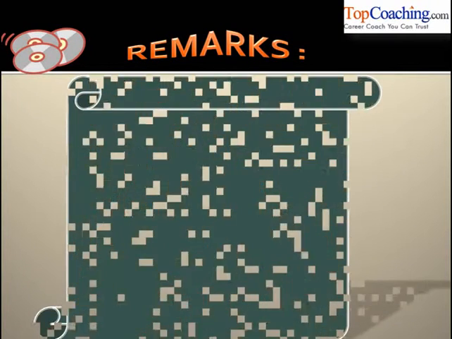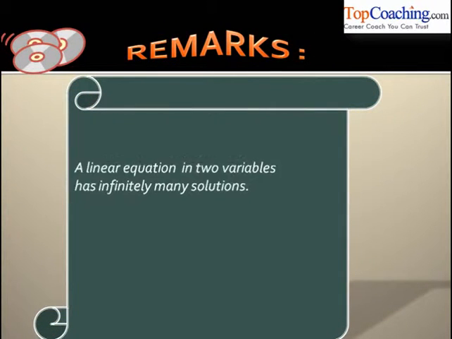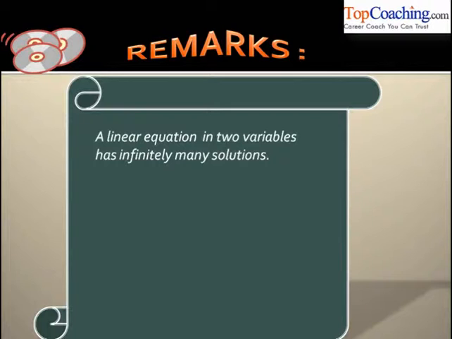Now let's see some of the important remarks. The first is, a linear equation in two variables has infinitely many solutions. We have just seen that a linear equation in two variables can have infinitely many solutions. It is not like a linear equation in one variable where we used to have a unique solution.